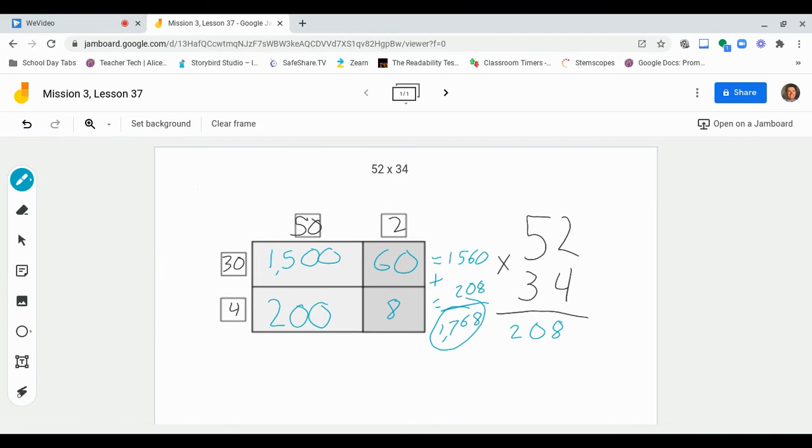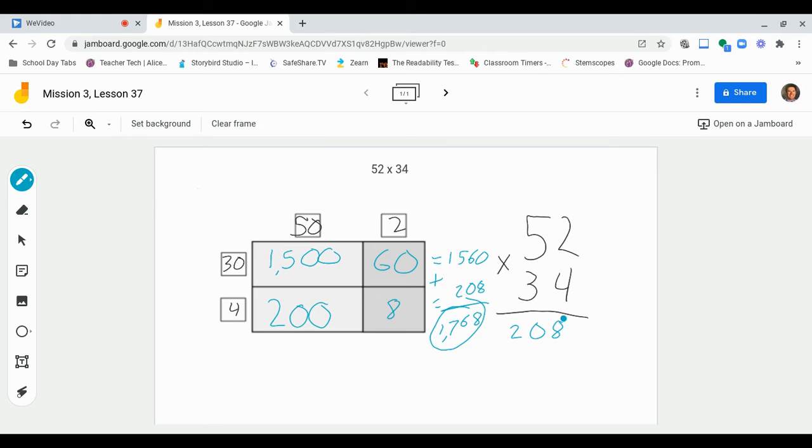208. Now, what I want to make sure I do for the second part is start a second row. I'm starting a second row below the 208, and I'm doing this for the tens place, right? Because I need to do the 3 tens times 2 ones and the 3 tens times 5 tens.